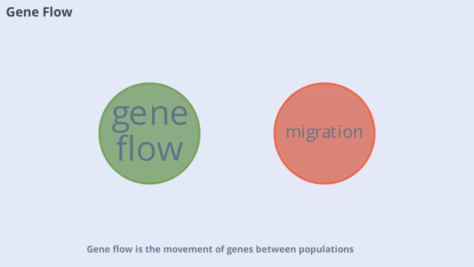Gene flow is the movement of genes between populations, usually through migration. When individuals from different populations interbreed, they introduce new genetic material. This increases variation and can help populations adapt to changing environments. Gene flow connects populations and is an important part of evolution.